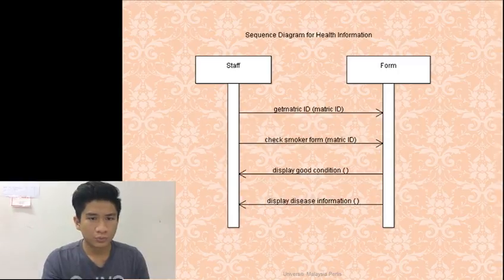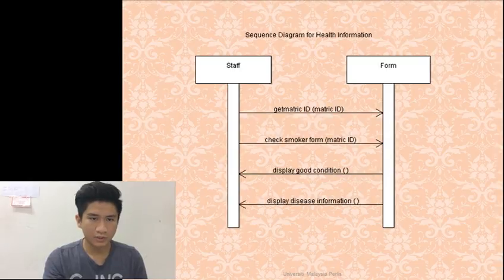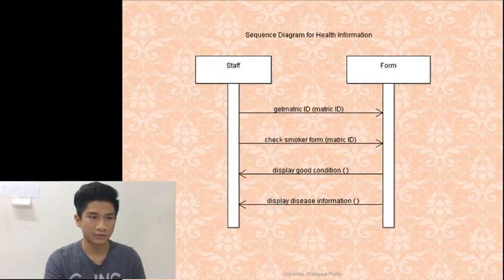They have two lifelines, staff and form. The staff has two arrows there, get metric ID and check smoker form, and the arrow goes to the form, and from the form it also has two arrows: display good condition and display this information.